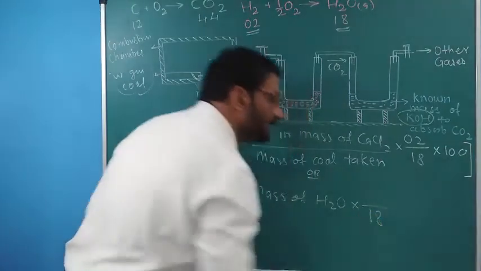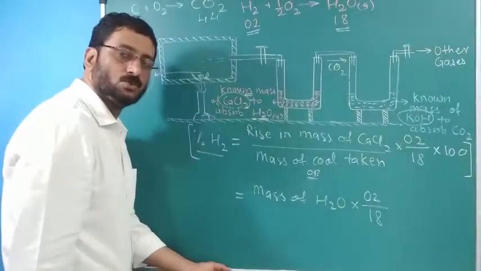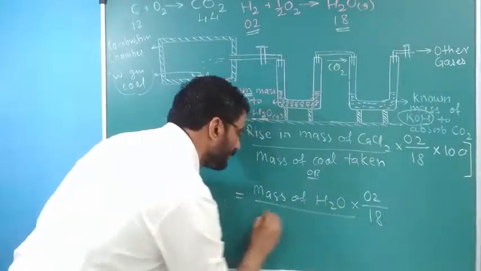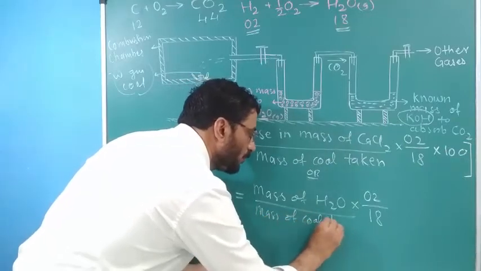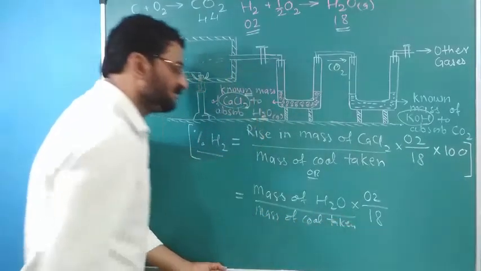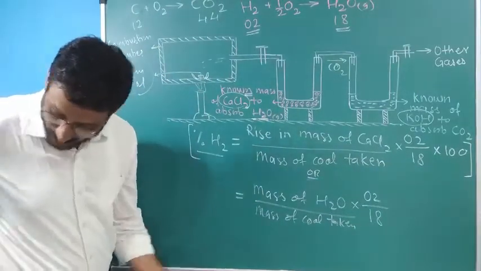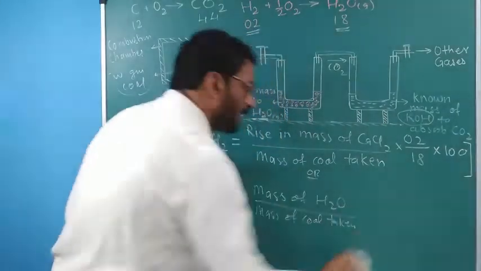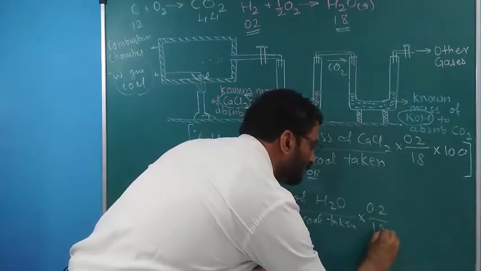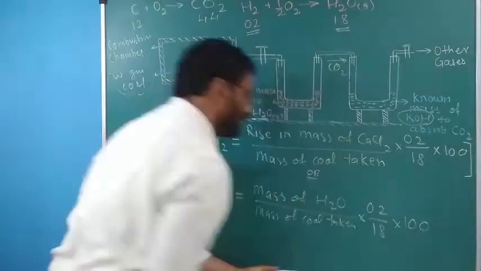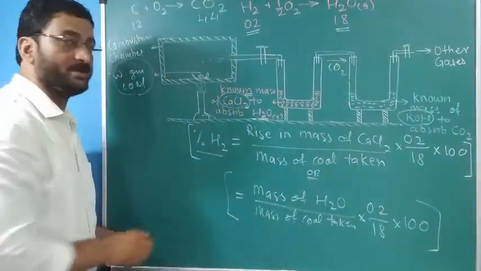How much is the rise at a time? 18 parts is the rise at a time. Out of that we want only 2. Okay. From where? Mass of coal taken. This much hydrogen is there in W gram coal. So how much hydrogen will be there in 100 gram coal? That is called percentage. So this into 100 will be the one more equation.